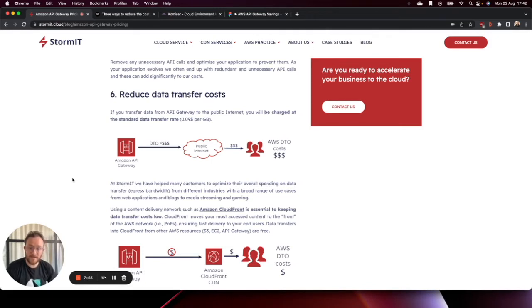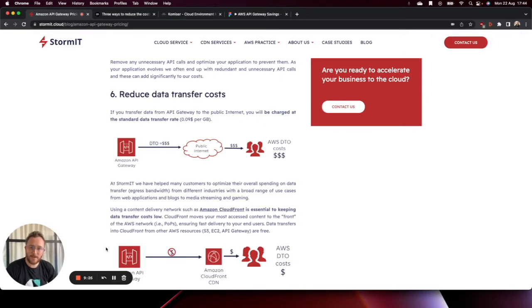One way is to leverage CloudFront, in which we'll move our most accessed and relevant data to users to the front of our AWS network, giving our users quicker access and just more of a smooth experience when using our application. And data transfer from other resources like S3 and API Gateway to CloudFront is free.